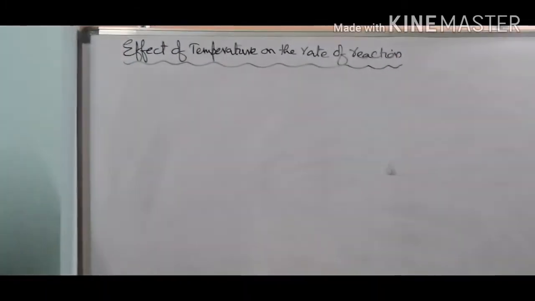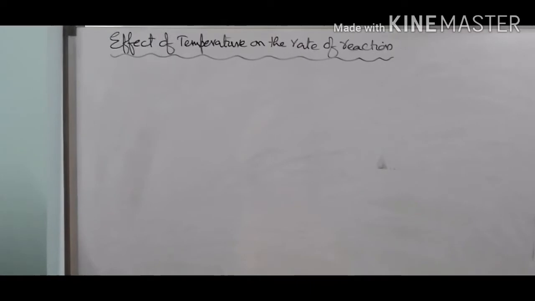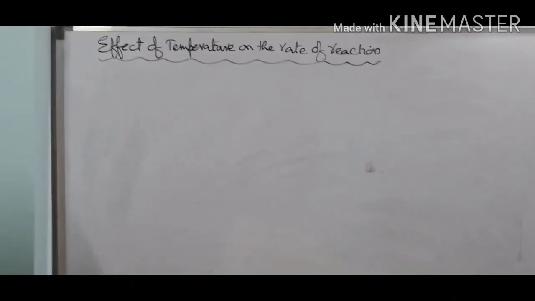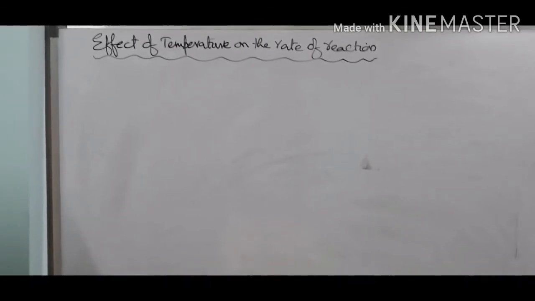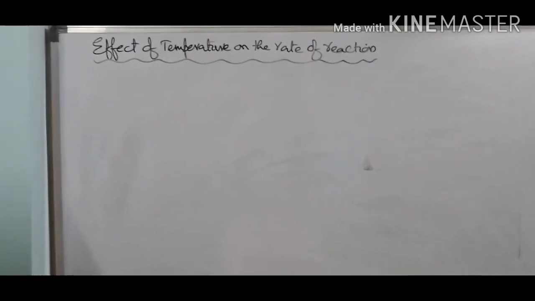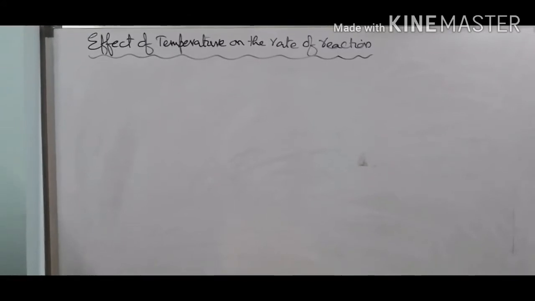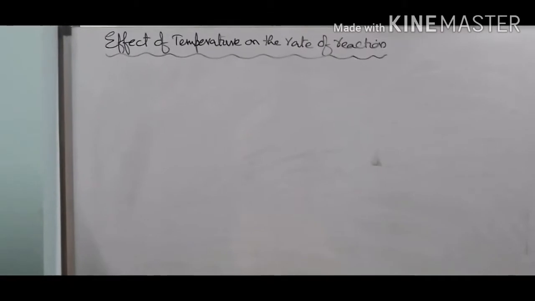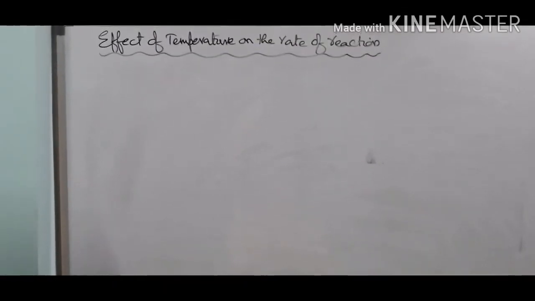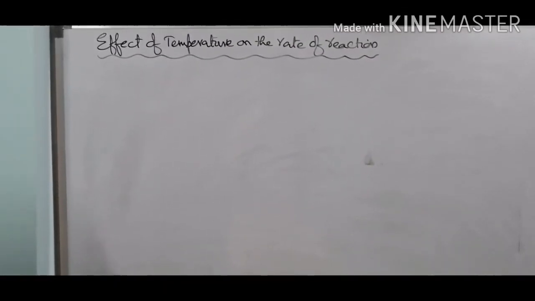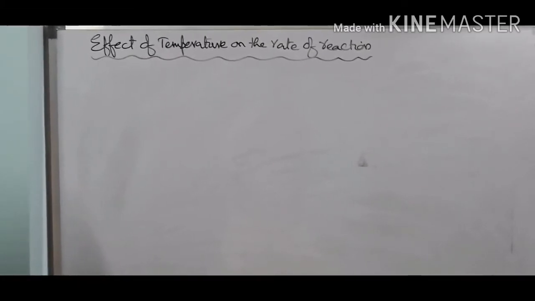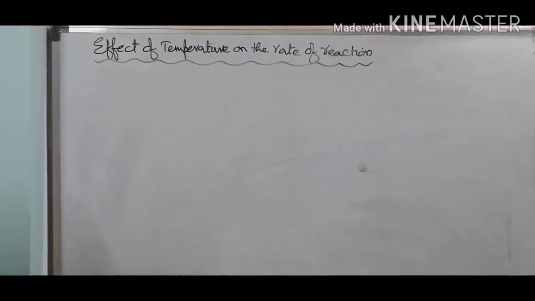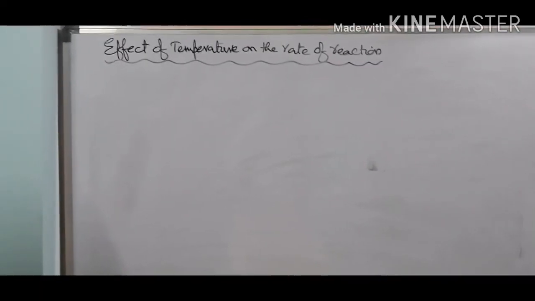Okay. Until now we have discussed the effect of concentration. In that we have got the order of a reaction, the molecularity of a reaction, and we discussed pseudo first order reactions and zero order reactions. These were the topics which come under the factor which affects the rate of a reaction, that is, concentration of a reactant. The second factor which affects the rate of a reaction is temperature. So we are going to discuss in detail the effect of temperature on the rate of a reaction.